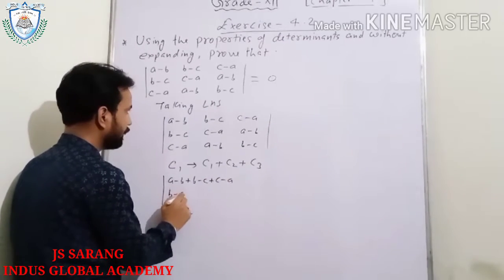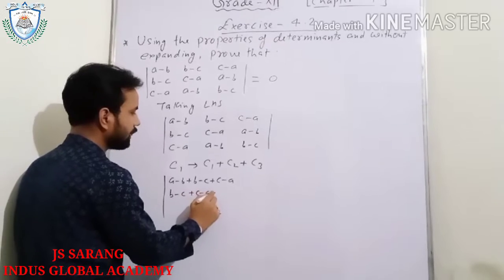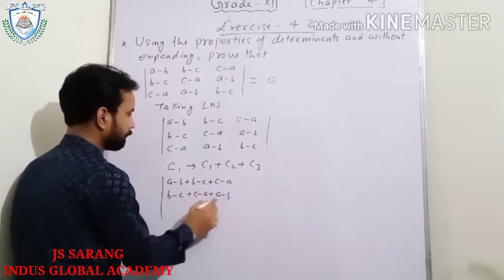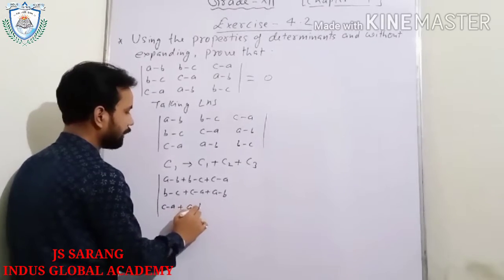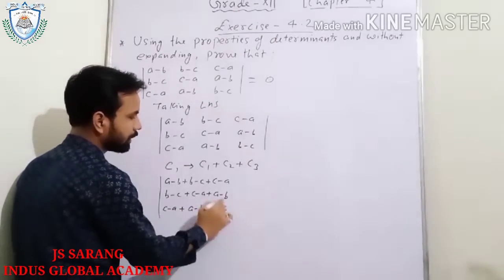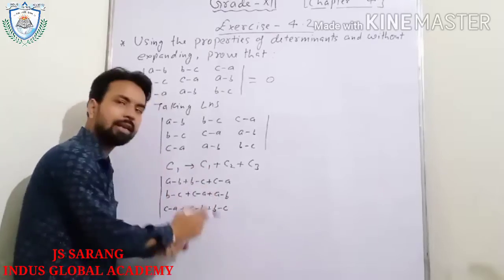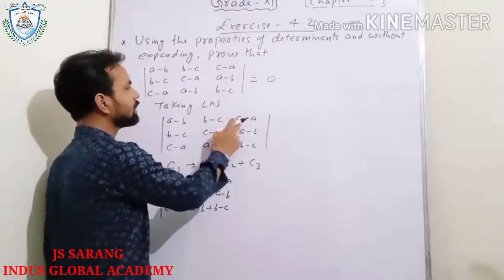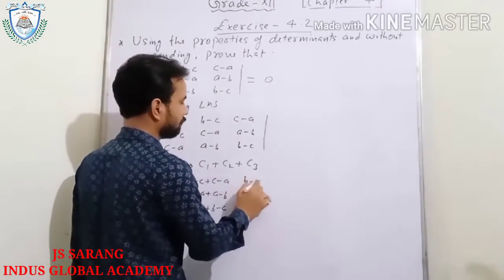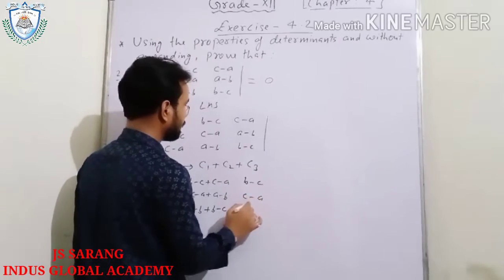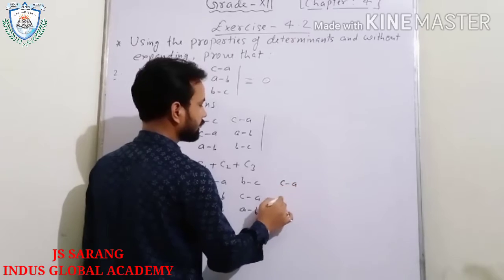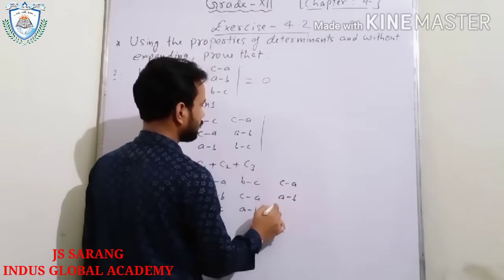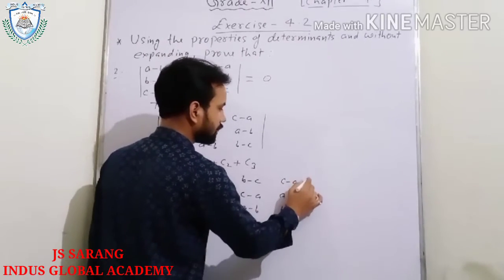Next element: B minus C plus C minus A plus A minus B. Third element: C minus A plus A minus B plus B minus C. These will be the elements of C1. C2 and C3 will remain the same: B minus C minus A minus B, and C3 is C minus A minus B and B minus C.